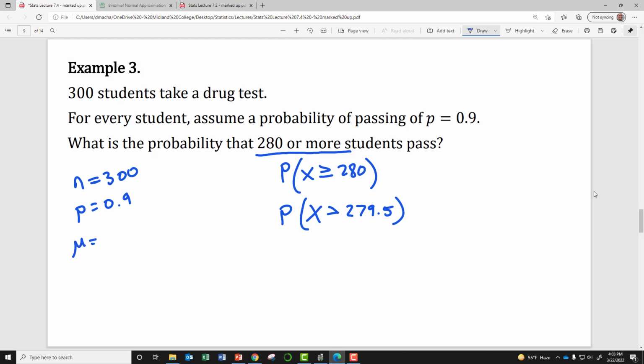Okay, so my mu, or my mean here, is going to be 300 times 0.9, which is 270. And my standard deviation is going to be the square root of n times p times (1 minus p), which is going to be n times p being 270, 1 minus p would be 0.1. So 270 times 0.1 is 27. And so my standard deviation is just the square root of 27, which is about 5 and maybe a little bit extra, right? Because square root of 25 would be 5, so square root of 27 is just a little bit more than 5.